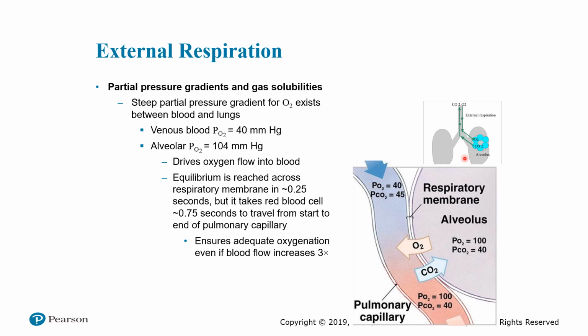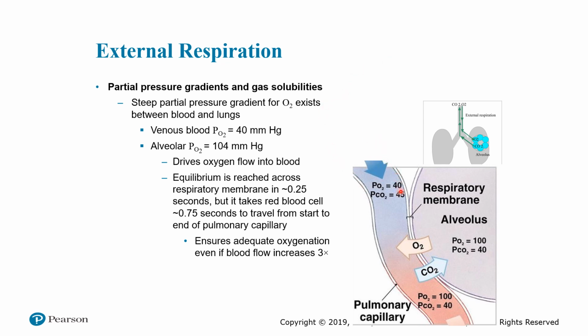Let's see how the first factor, partial pressure gradient and the gas solubility, affects the external respiration. So this is the alveolus, and this is the blood capillary. And this blood capillary is bringing the blood from the right side of the heart. So from the right side of the heart, the pulmonary artery brings the venous blood to the lung, and then it divides and redivides till it becomes very small.